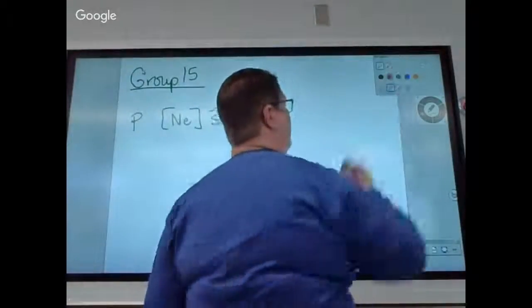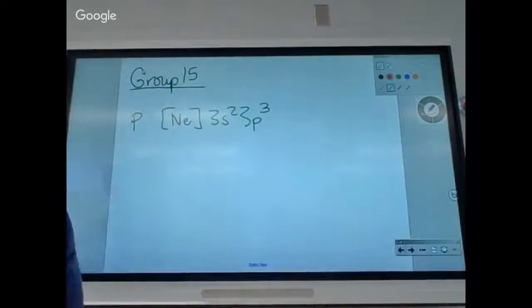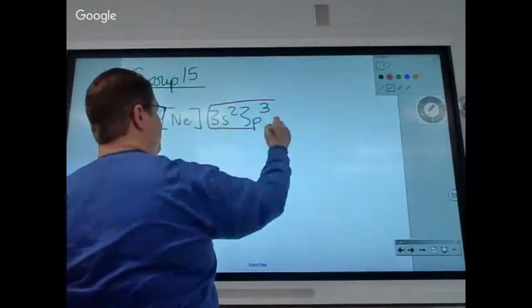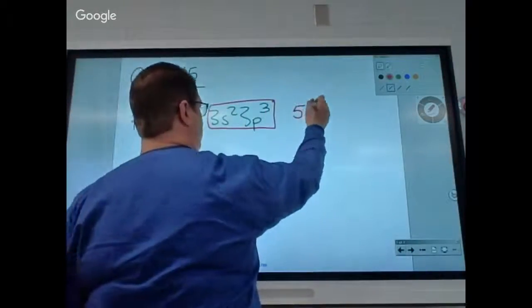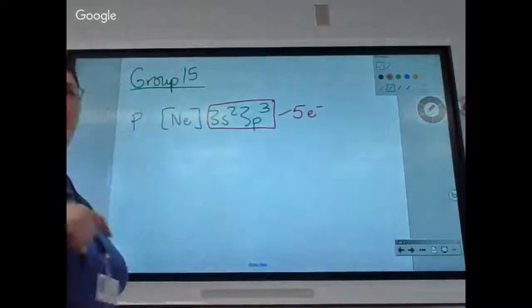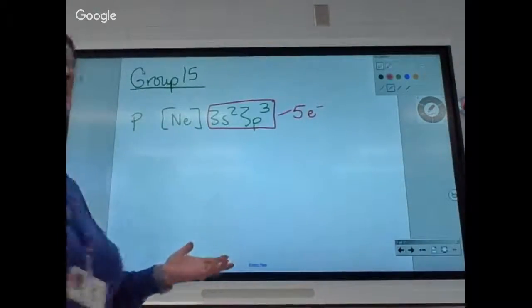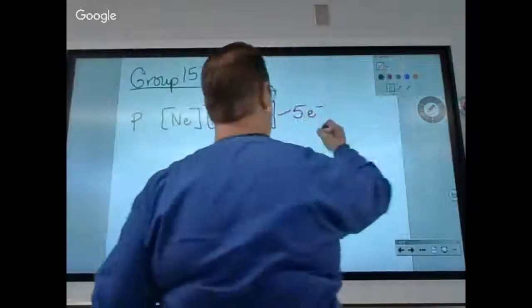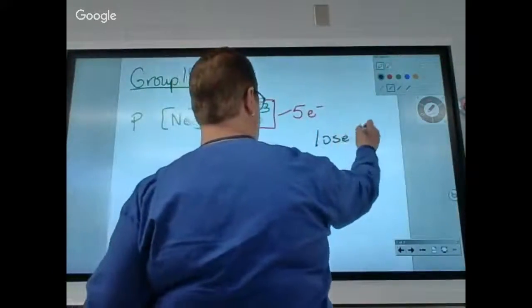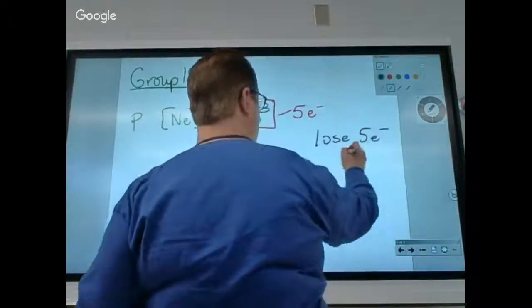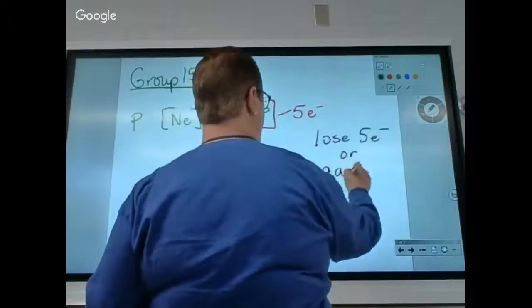Alright, how many outer shell electrons does it have? Okay, so this time we have 5 electrons in the outer shell. So what will its options be to get to the magic number of 8? It can lose how many? 5 or gain 3. Okay, it can lose all 5 or it could gain 3.